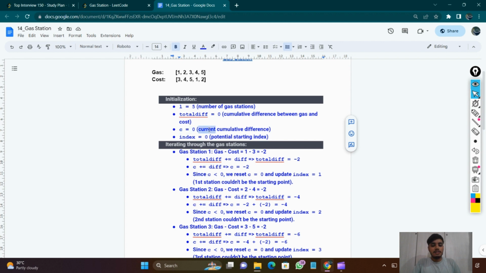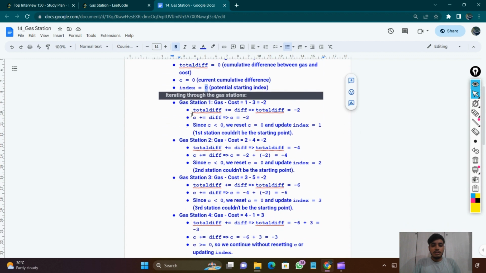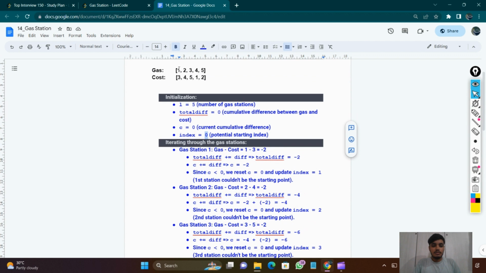That means it is the difference between the amount of gas in your car and the amount of gas required to move to the next index. Next is our index, which is our assumed answer. First we have assumed that we are starting from the zeroth index, so 0 is our solution. Now let's start iterating. When you start from the first index and you try to move to the second index, the car has one unit of gas, and it requires 3 units. So it doesn't have the extra 2 units to move to the next index.